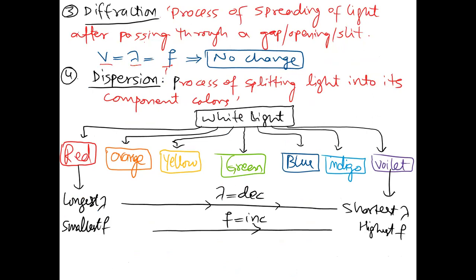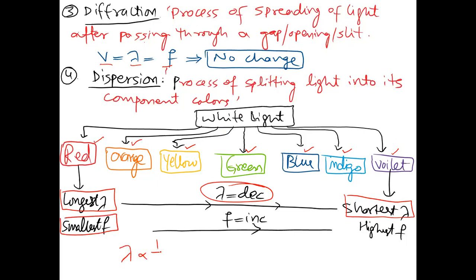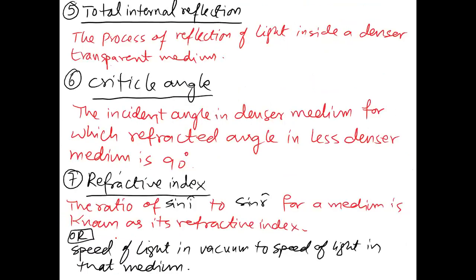Dispersion is the process of splitting of light into its component colors. Like white light consists of red, orange, yellow, green, blue, indigo, and violet. Red has the longest wavelength, and violet has the shortest. So this is written in terms of decreasing wavelength. And as you know, wavelength and frequency are inversely proportional because all the colors have the same speed, which is 3 x 10^8 m/s. So that's why wavelength and frequency are inversely proportional to each other.